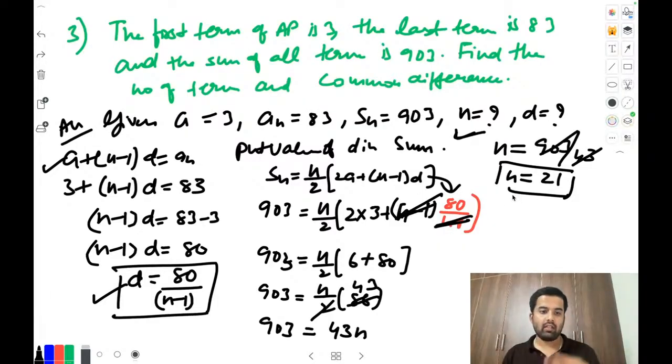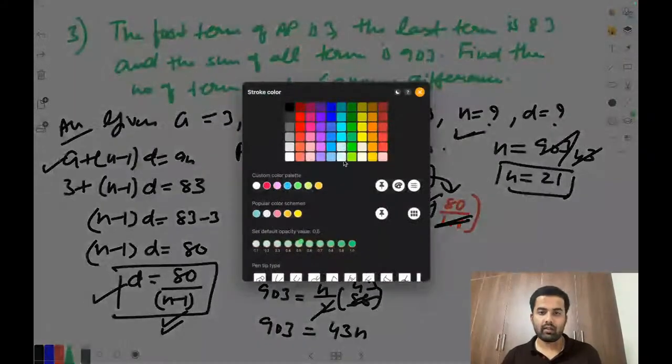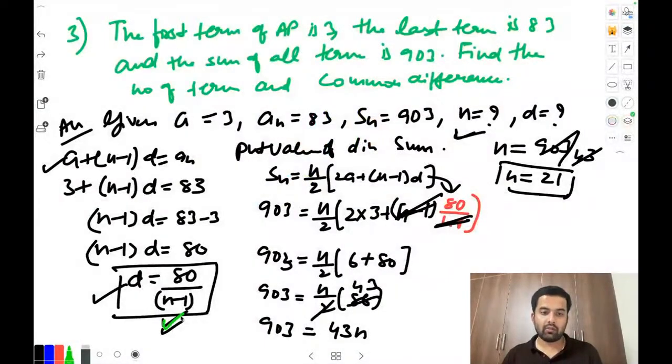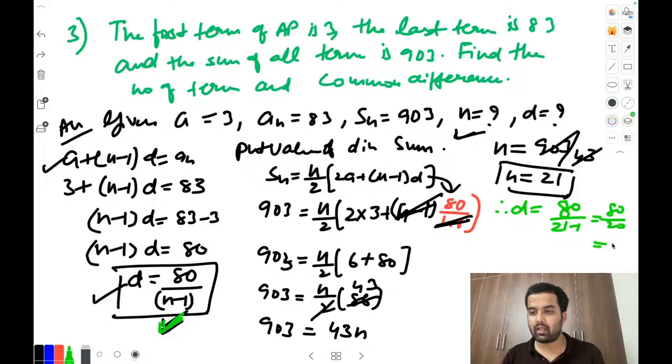Okay, we got the n. So just keep the n value here. I'm keeping it with a different color. Keep the n value to get the answer in the d formula. I'm doing it directly because we don't have that much space here. 80, and the n value is this one. So 80 divided by 20, the answer becomes 4. d value is 4.